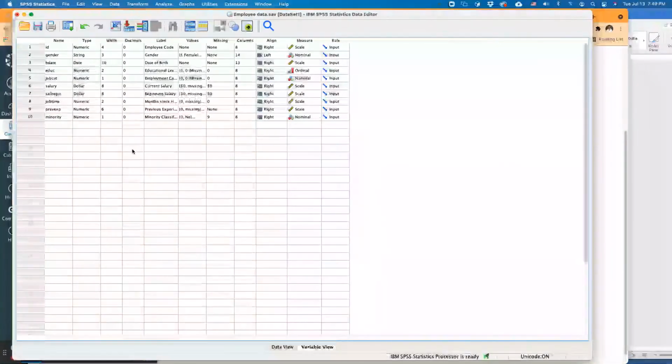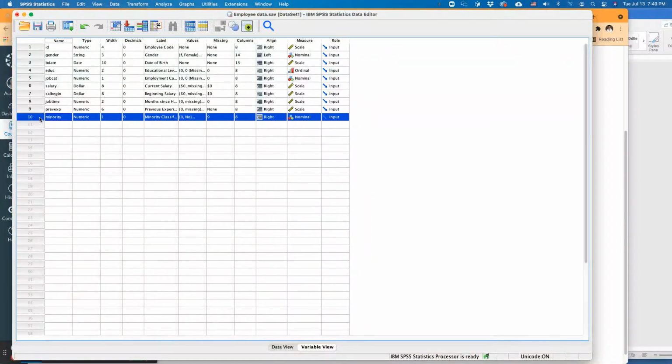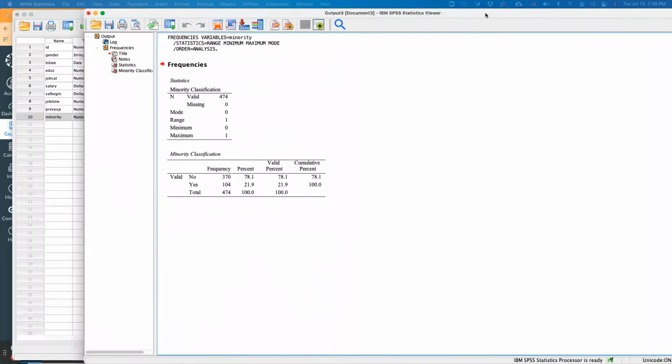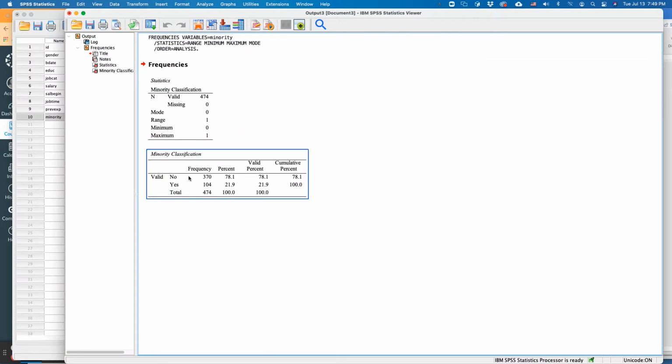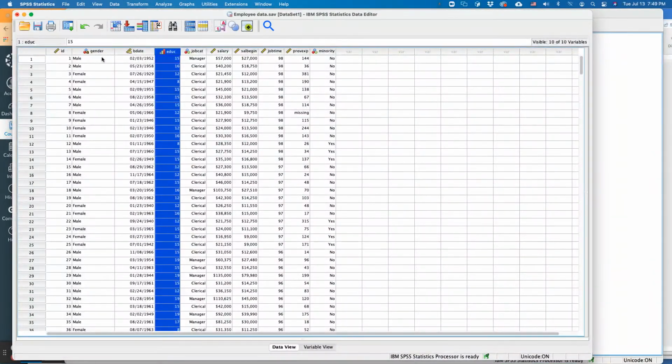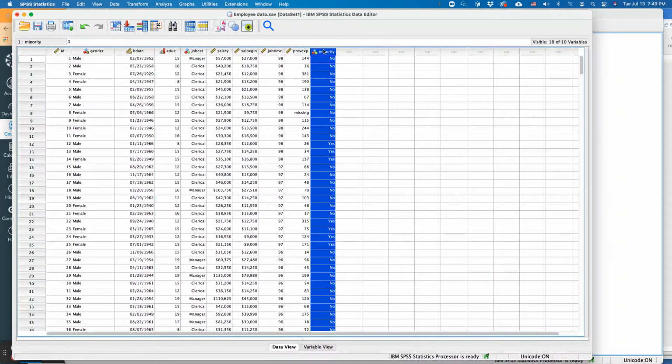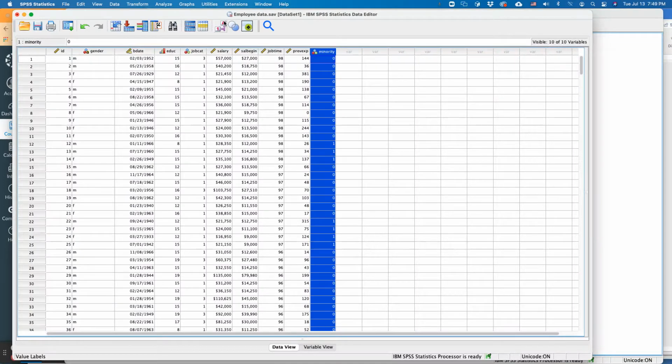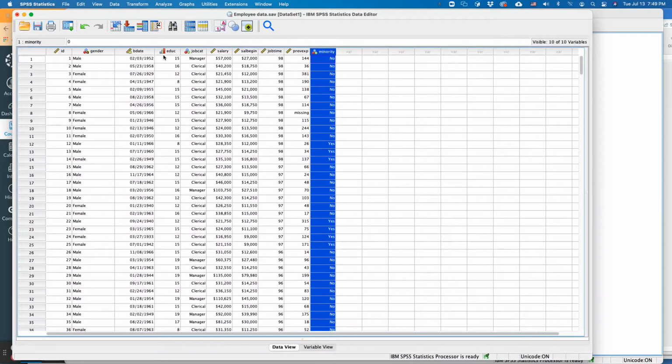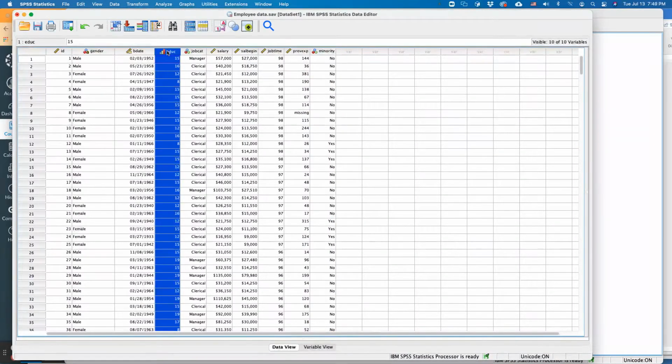So we want to look at these two variables. So minority status, that is simply a yes or a no. Are you a minority or not? If we were to look at that in the data view, we would see that it's here. So it's yes or no, or 0 or 1. And we want to see if there is any correlation, association, or relationship between minority status and level of education.